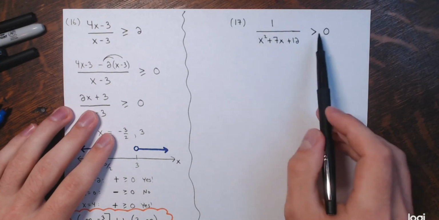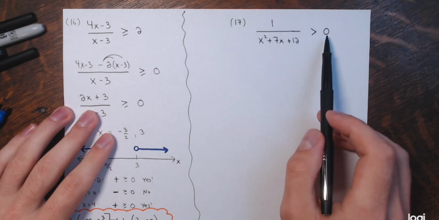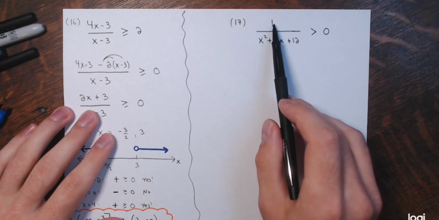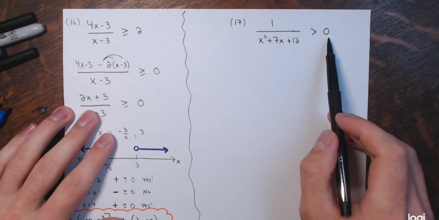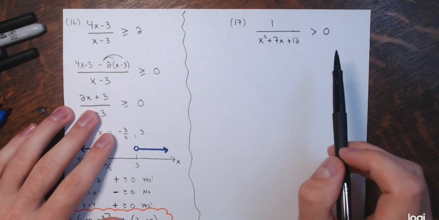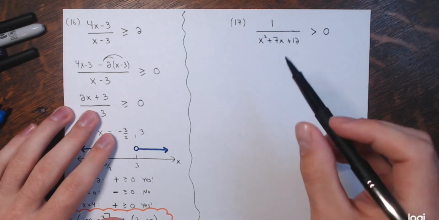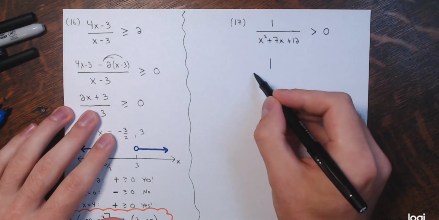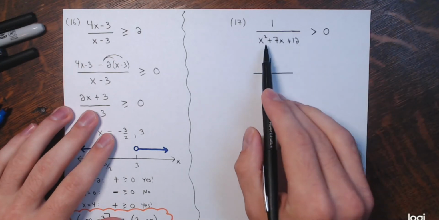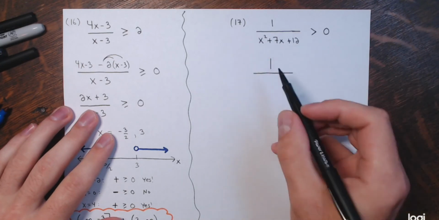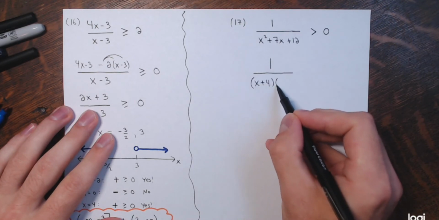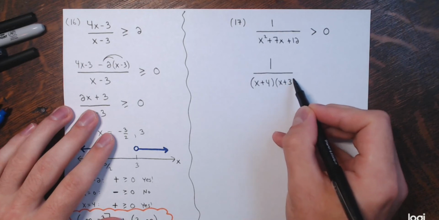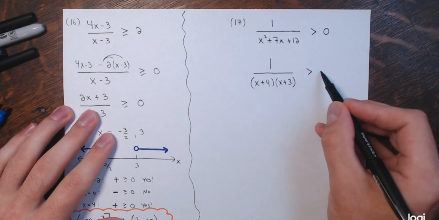we already have it now. See how it's already set the way I want? Single fraction, one numerator, one denominator on one side, and 0 on the other. Alright, so I don't need to move anything. But I will factor things, right? So this is the same thing as 1 over x squared plus 7x plus 12, that factors to x plus 4 times x plus 3. And then we still have, is greater than 0.